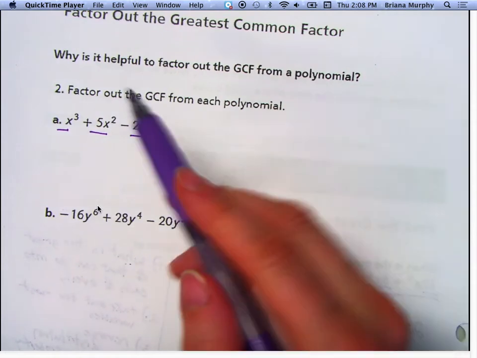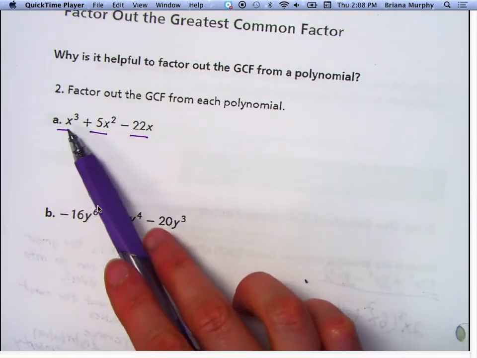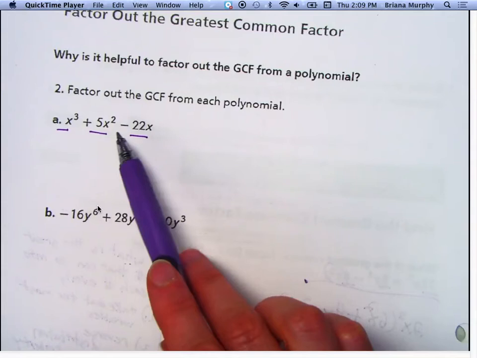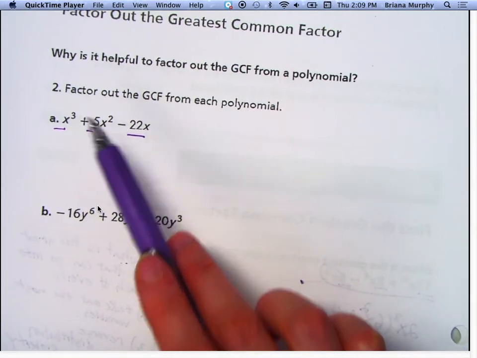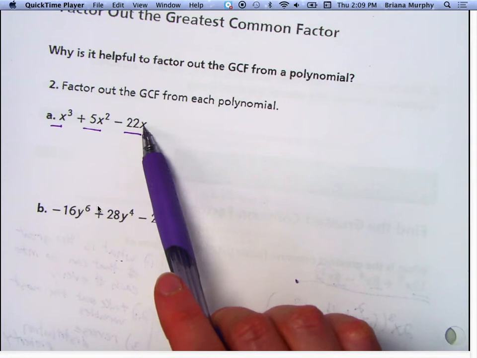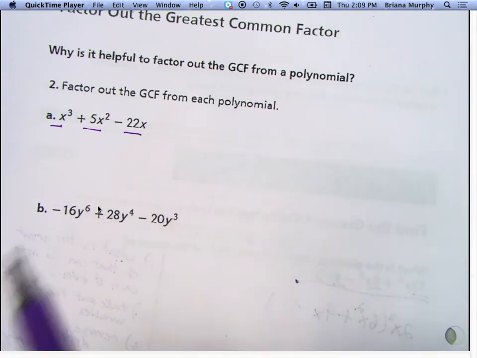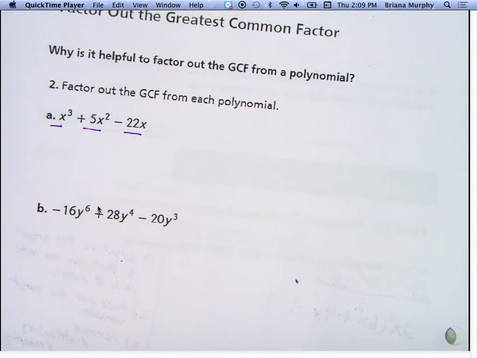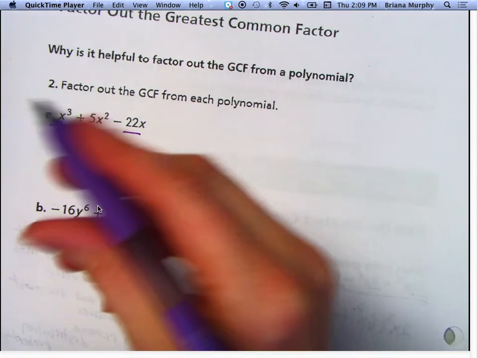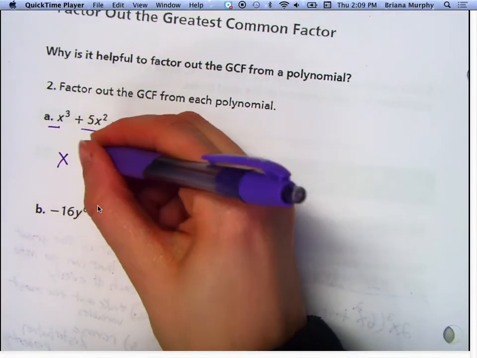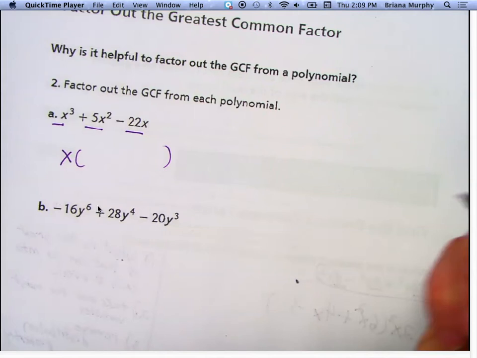Okay. How many x's do we have here? 3. How many go here? 2, right? X squared. So there's 2 x's. How many x's are here? 1. Okay. So what is the smallest exponent there? X to the 1. So I can only take out an x. What do I have left?